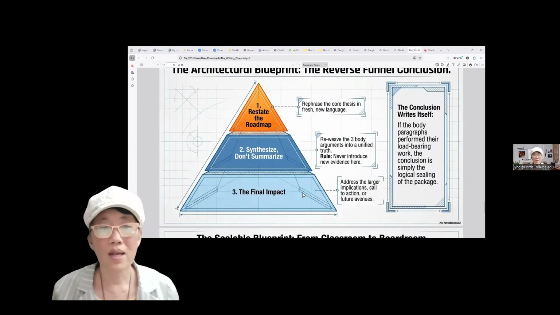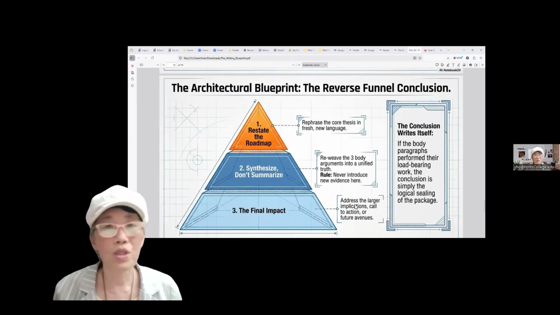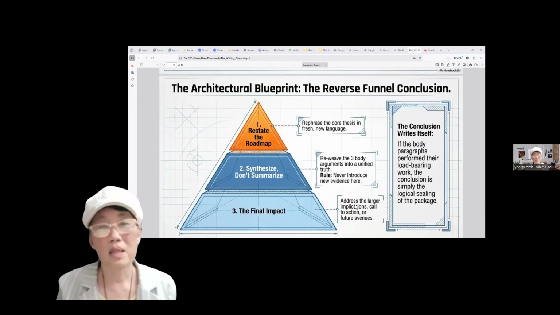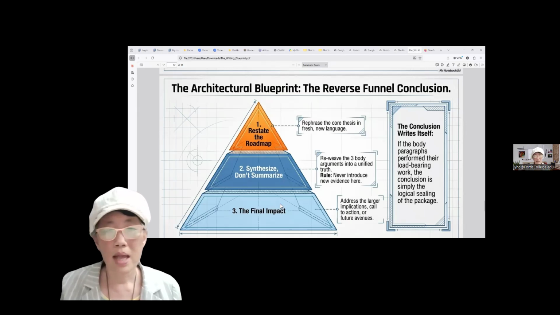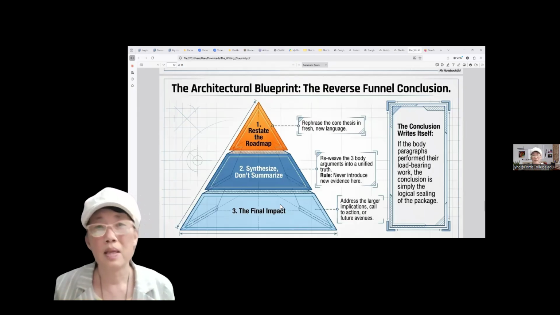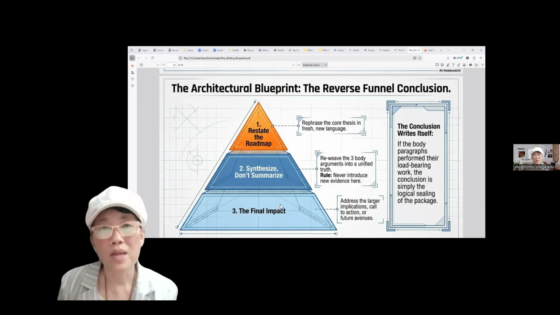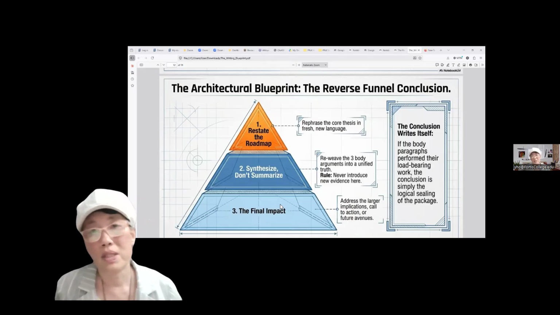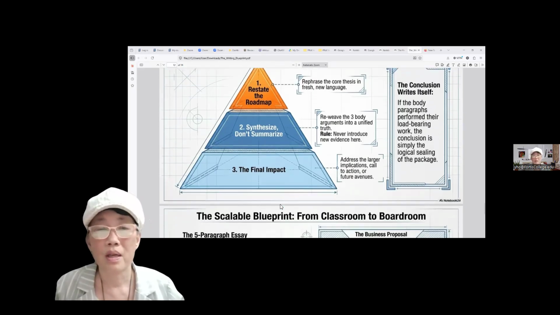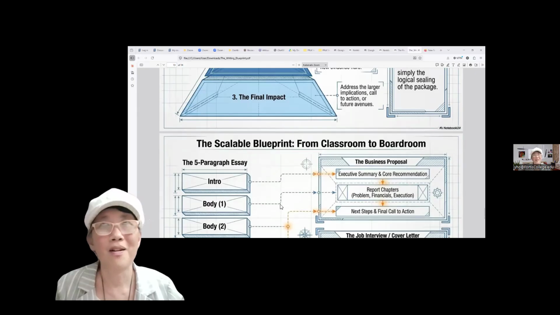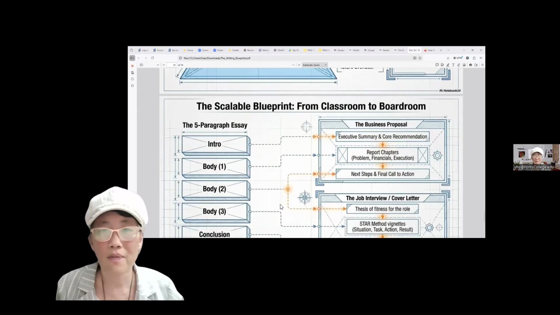And then when you write your conclusion paragraph, you always restate the thesis statement or the roadmap as the first sentence. Then you summarize the high points of your essay without adding new information. And then the final impact is you tell the reader what to do next. So that's very similar to a call to action. Sorry, it's a call to action conclusion paragraph.